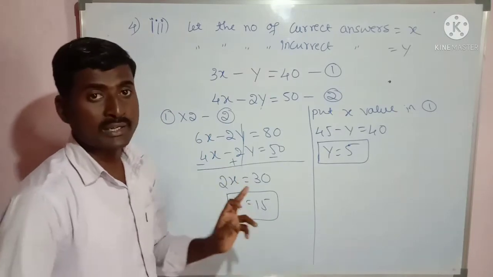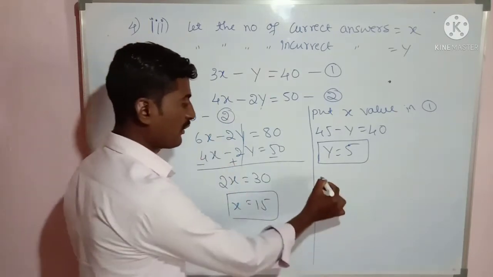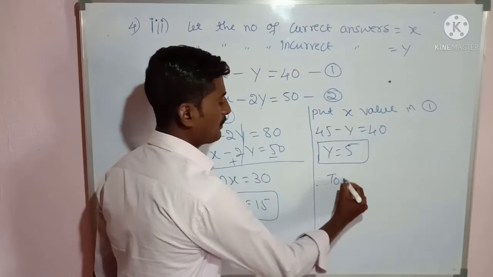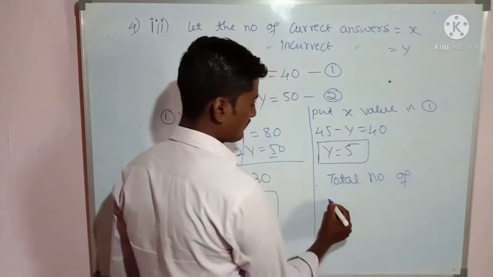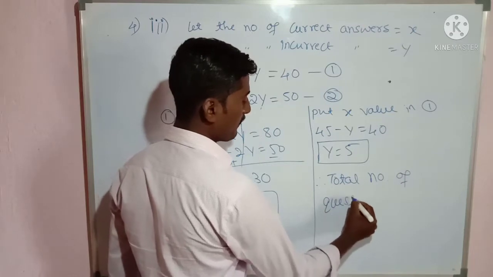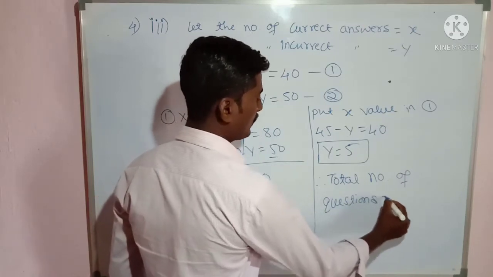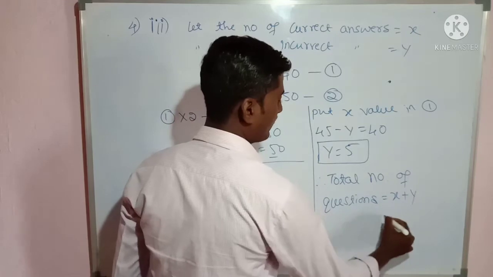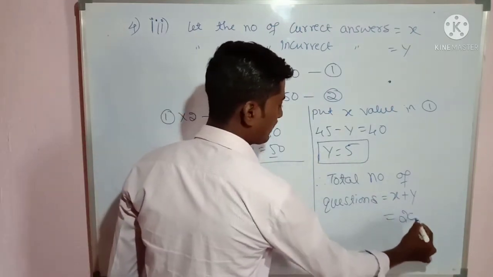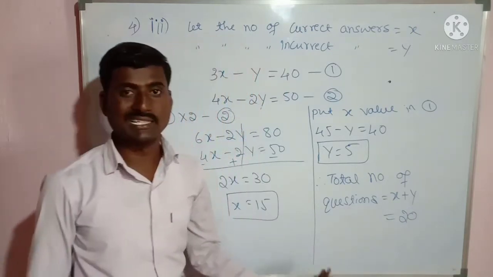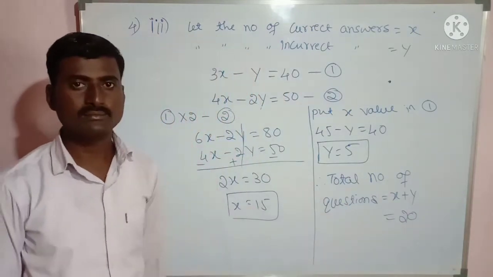Now they ask you to find the total number of questions. Therefore, total number of questions is equal to x plus y. It is nothing but 15 plus 5, that is 20. Total number of questions in the test is 20.